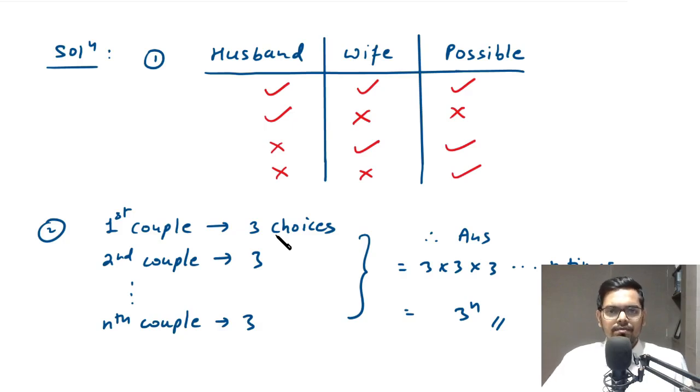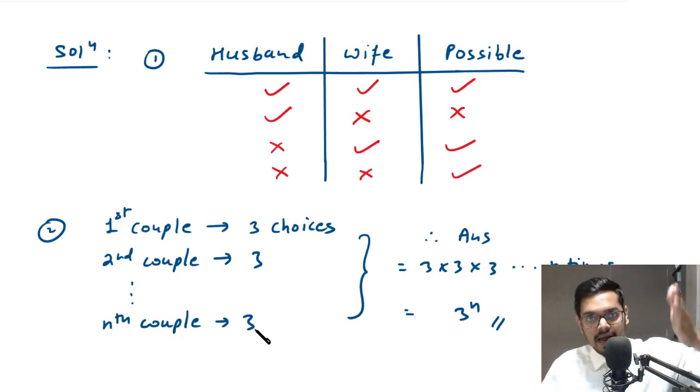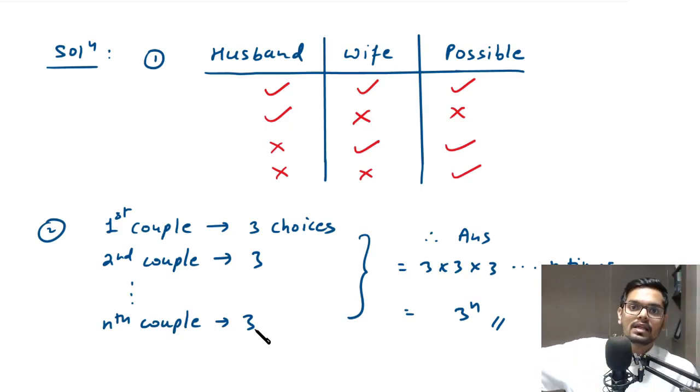Just to explain, husband, wife coming, good. Husband comes, wife does not come, not allowed, so not a choice. Husband is not coming, wife is coming, good. Both of them are not coming, that is also good. 3 choices. Second couple also got the same 3 choices. Third couple will get the same 3 choices. Nth couple will get the same 3 choices. So the final answer is 3 into 3 into 3 into 3. Why multiplication? Because all of the couples should come. First couple and second couple and third couple and up till nth couple.